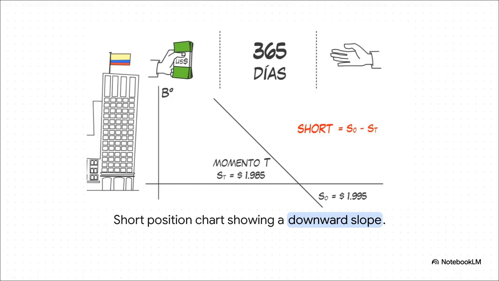As you can see, this graph is the exact mirror opposite of our last one. The line slopes downward. This tells us that as the market variable ST increases and moves to the right along the horizontal axis, the company's profit drops below zero straight into negative territory on the vertical axis. Bottom line, for a short position, an increase in the market variable means a financial loss.